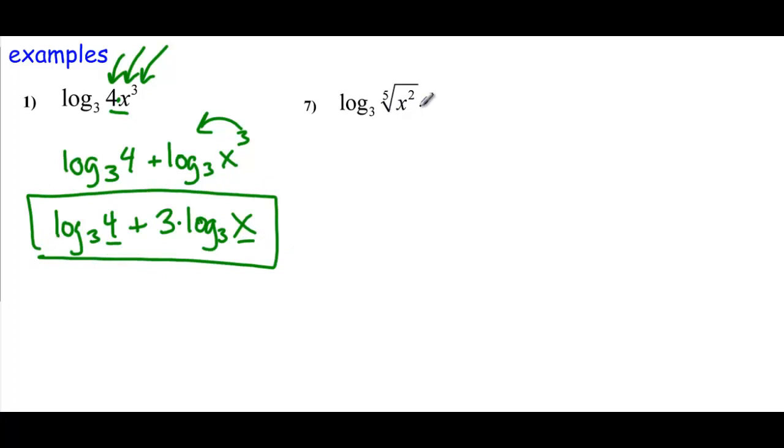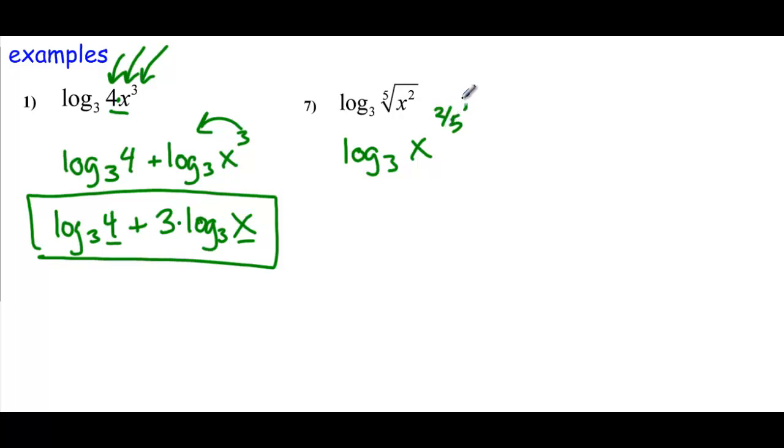Here's a little bit better example. Notice we see a radical. Say, well, we haven't seen this radical, but we have seen an exponent. So the first thing I'm going to do is change it to an exponent. So this is x to the 2/5. And from our last unit, we understand that we can do that as an exponent.